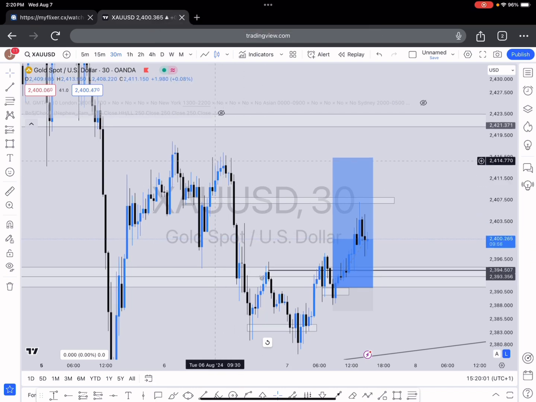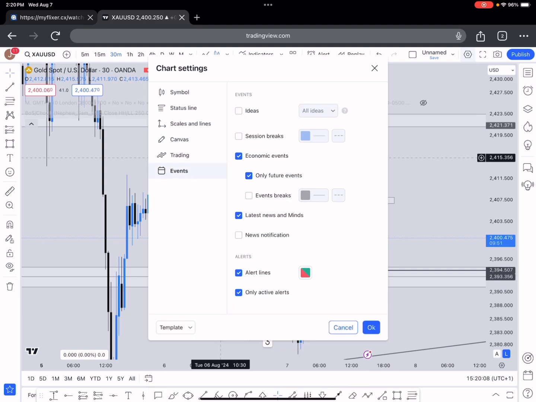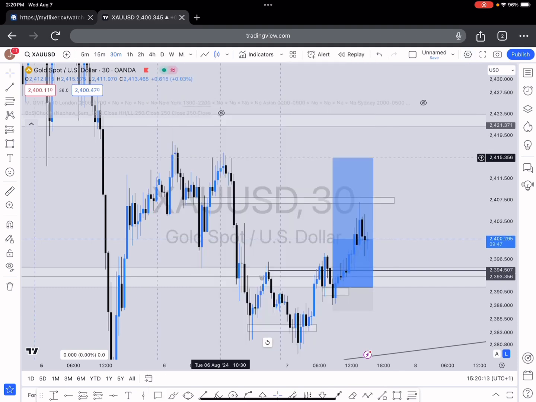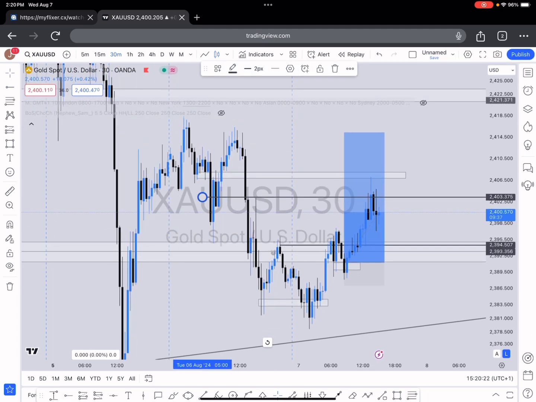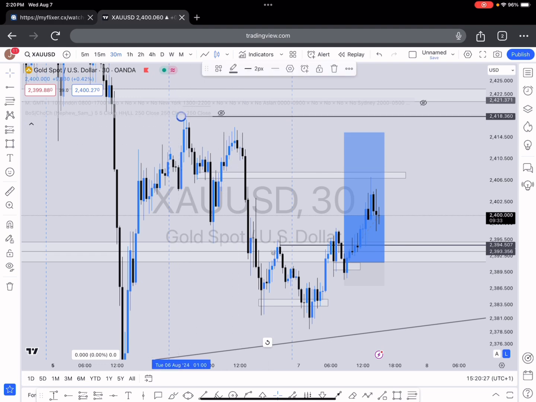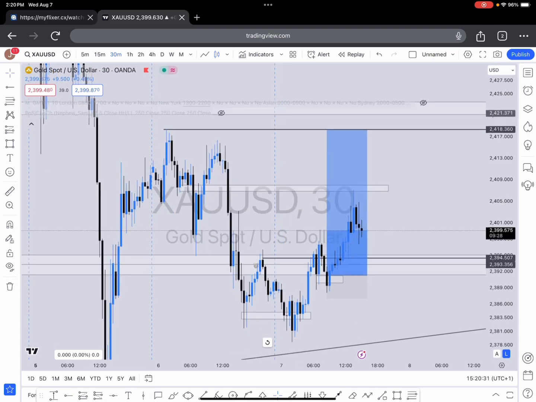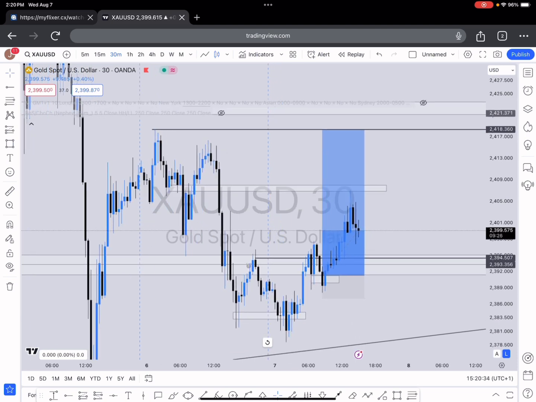If you don't know how to put the previous day high, go to your settings, go to events, and look for session breaks, right? Once you click on that, you're going to see your chart is divided into different days. So this was yesterday. If I want to mark out the previous day high, I'll basically just take my horizontal line. So this is going to be the high of yesterday, right?